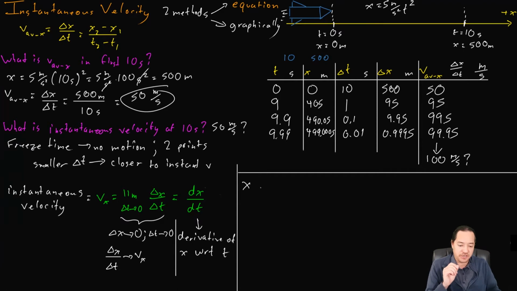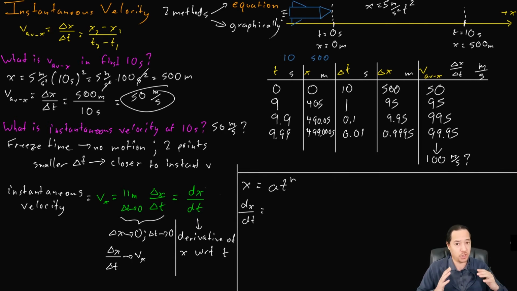Our expression here is for x. First, I'm going to write it in more of a general form. Okay, so what we have is an expression where we have a constant multiplied by t to some power of n. And if we want to take the derivative of x with respect to t, we're going to use the power rule. And the power rule in physics is going to be your best friend. This is going to be the most common way that you will be taking derivatives.